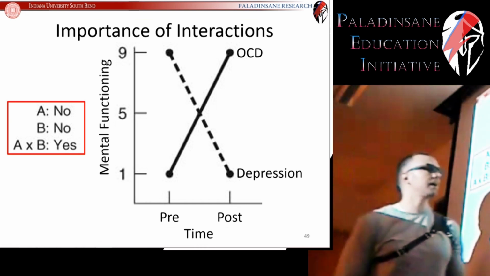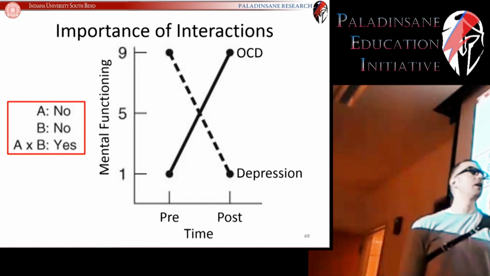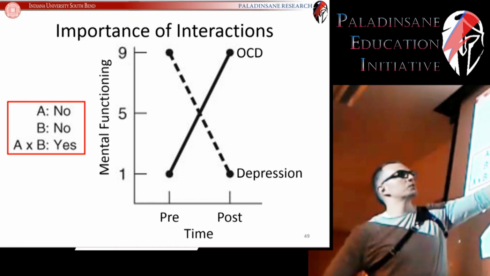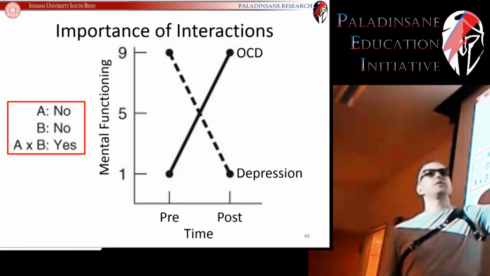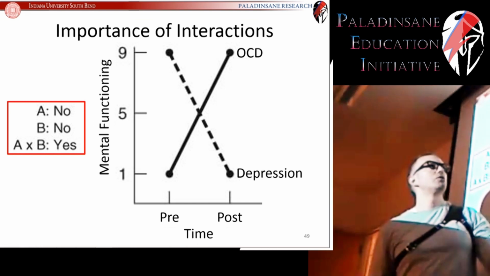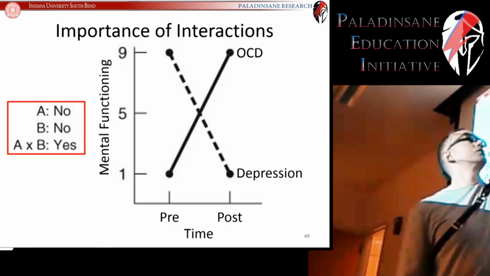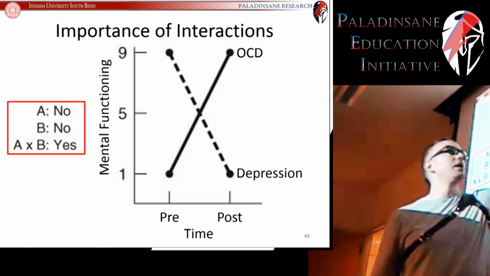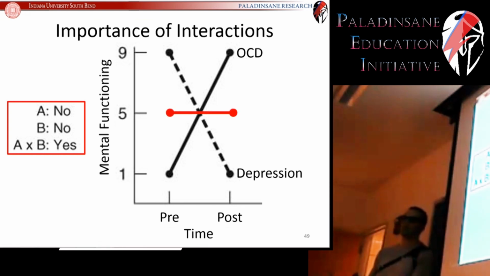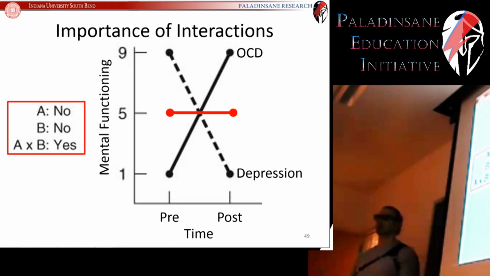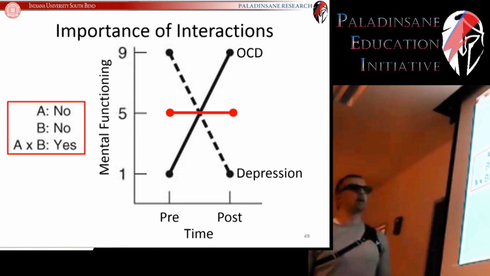Well, if you take a look at performance before the drug, some of your subjects were scoring 1, some of your subjects were scoring 9. Average of that is 5. What happened after the drug? Some of your subjects are scoring 9, some of your subjects are scoring 1. That's an average of 5. So there was no change in general pre to post. There was no change in mental functioning from before or after.